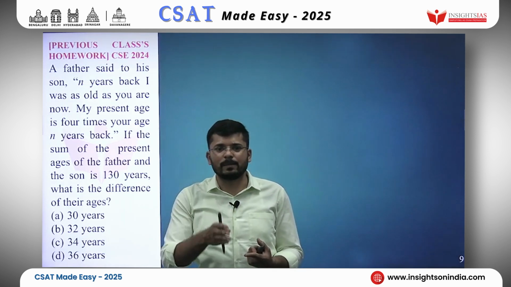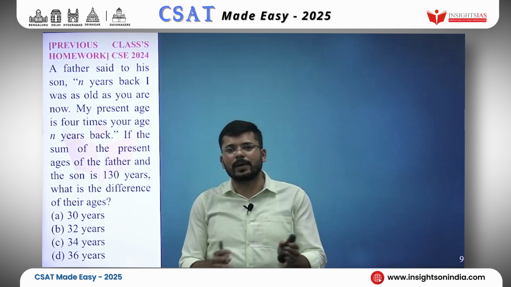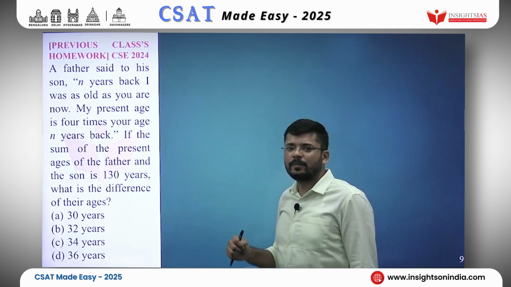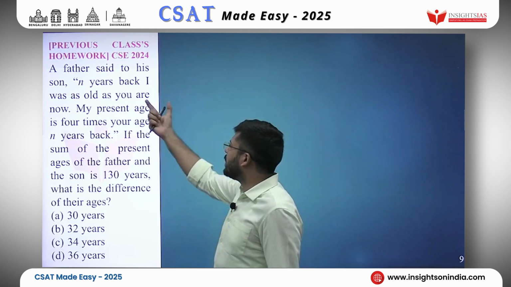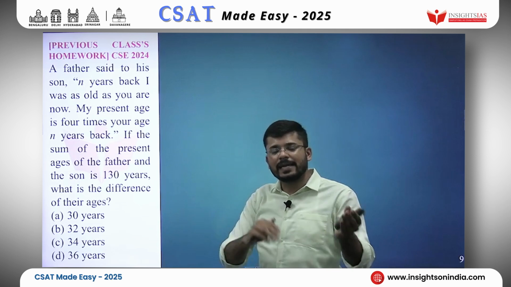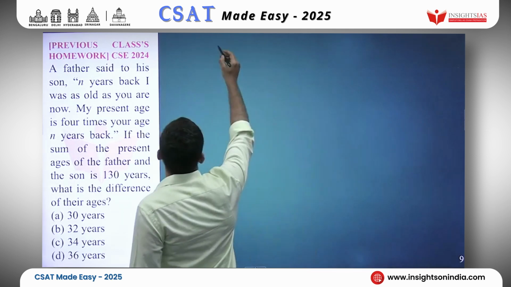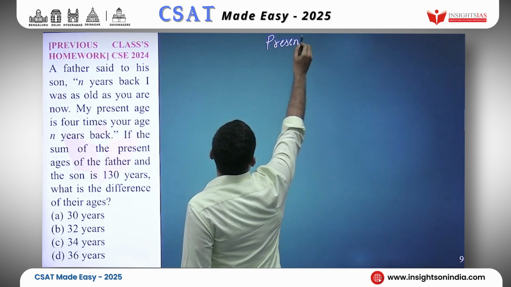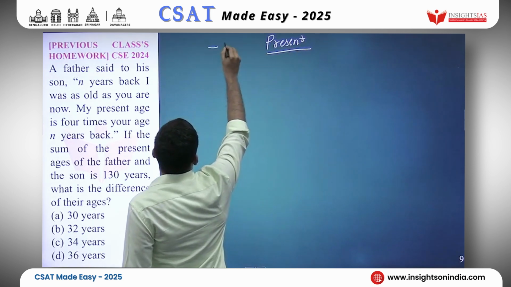One was timeline of ages and the other was simultaneous equations. We shall use those concepts here and get the answer. How many timelines are there? There are 2 timelines. One is present and the other is N years back. How do we express them? We will express them in a tabular form. This is present and this is N years back.